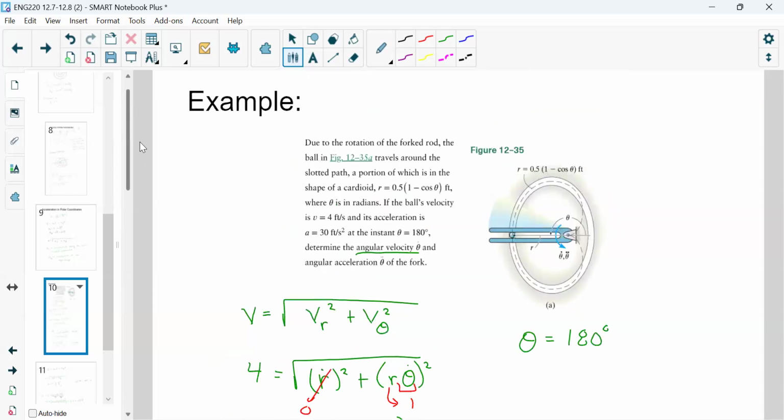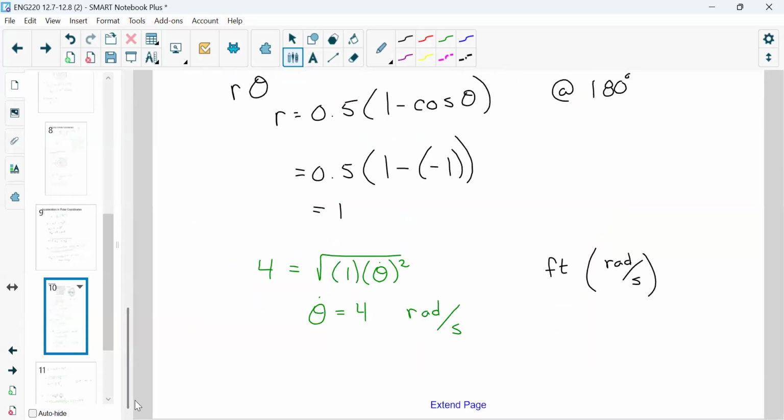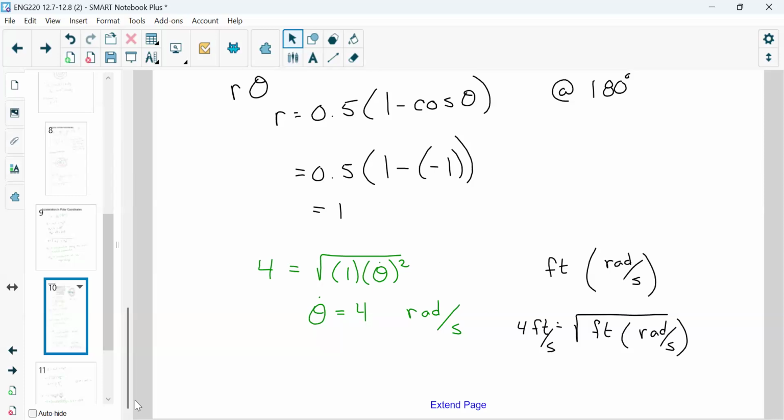Okay, so if you look at this, we have 4 feet per second equals the square root of 1 foot radians per second. The feet are gonna cancel. I'll have to think about how that works. Give me a break on that if you wouldn't mind. But I'm thinking this type of development is what we need to do.